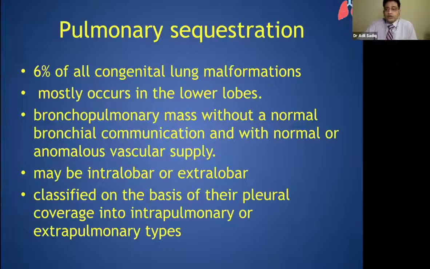So let's go on to the next set, and that is pulmonary sequestration. It forms around 6% of all congenital lung malformations, and although it comes early in childhood, you have presentation as late as in their 40s and 50s as well.